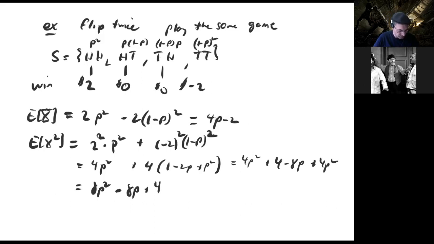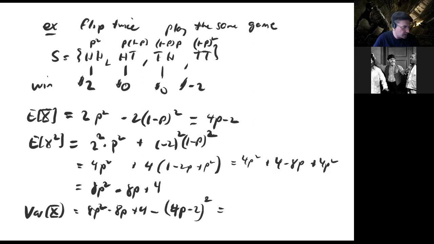Okay, so therefore the variance of X is the second moment, 8P squared minus 8P plus 4, minus what we got for the expected value squared, so 4P minus 2 quantity squared. And I'm going to spare you the calculation in this case. You can do it. You're just going to expand it and let everything cancel. You're going to get 8P times 3 minus P squared. So that's the formula there.